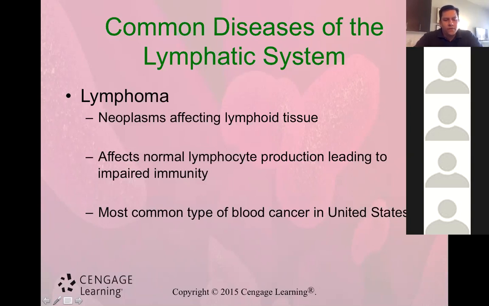Lymphoma refers to several types of neoplasm that affect lymphoid tissue, lymph nodes, tonsils, spleen, and lymph fluid. There are many types of lymphoma, but all affect normal lymphocyte production, leading to impaired immunity. Lymphoma is the most common type of blood cancer in the United States. Lymphoma is discussed in more detail in other chapters, like chapter 7, about blood and blood forming organs, diseases and disorders, under the heading Disorders of White Blood Cells.